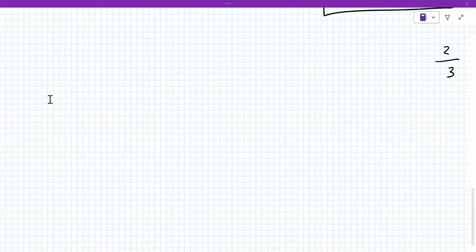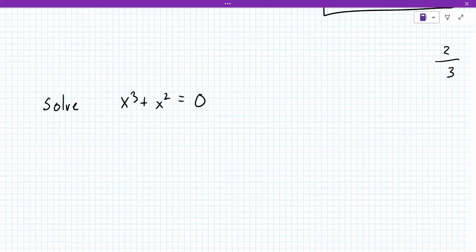So let's try something that's kind of back up a little bit. How about to solve the following? X cubed plus x squared equals 0. Okay. Factor out x squared, and then you get x. So then x equals 0 and x equals 0 would be the only two answers you can get.